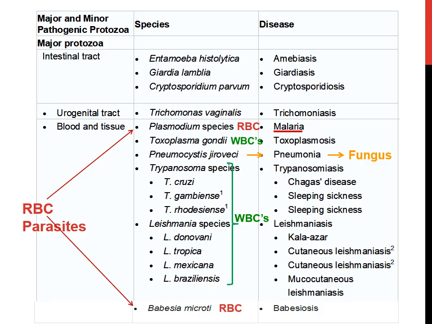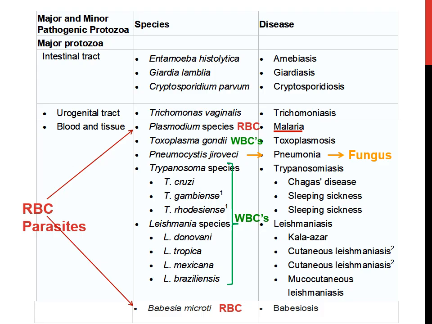Now, this is a table of the medically important protozoa, human parasites. And as the title over the left side shows, the major and minor pathogenic protozoa. Those are the major protozoa on this slide. In the intestinal tract, we have Entamoeba histolytica, Giardia lamblia, Cryptosporidium parvum. In the urogenital tract, we have Trichomonas vaginalis. And then the subject of this lecture are the blood and the tissue protozoa.